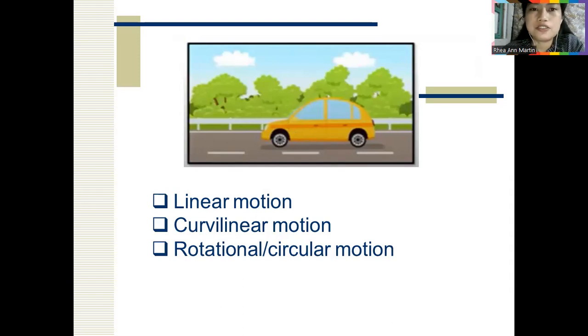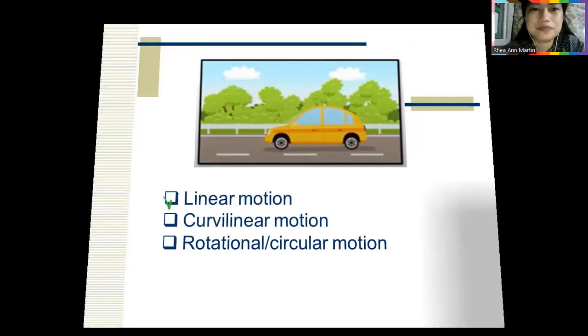First item, this car on a highway. What do you think is the motion that it depicts? There are three choices: linear motion, curvilinear motion, or rotational circular motion. What is your answer? Very good. If your answer is linear motion, you are correct.